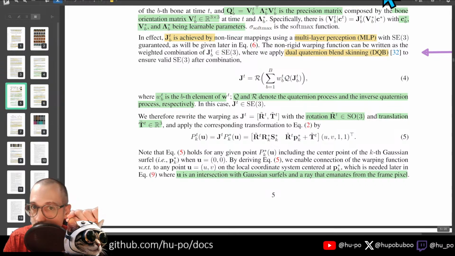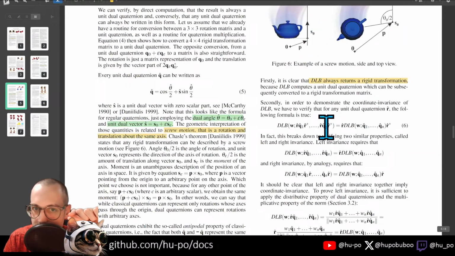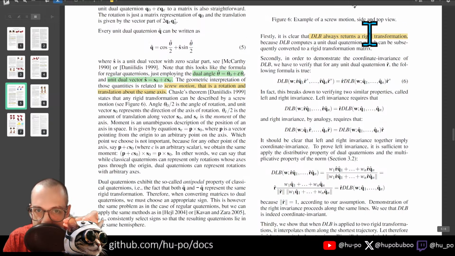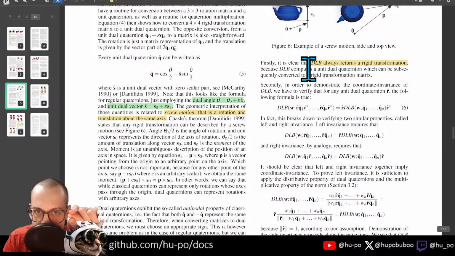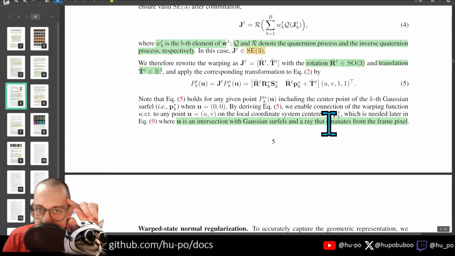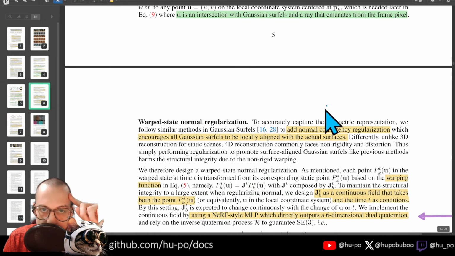SE3. So they have a little definition here in the quaternion paper. When you take the linear combination followed by a normalization, this is called dual quaternion linear blending, and DLB always returns a rigid transformation because DLB computes a unit dual quaternion which can be subsequently converted into a rigid transformation matrix. So subsequently converted to a rigid transformation matrix, that's what's going on here, right? This quaternion that's coming out of here is turning into, using this R, you're turning it back into this rigid transformation SE3, which is the Lie group. Okay. The intersection of the Gaussian Surfel and the ray. So this is what we were looking at before.